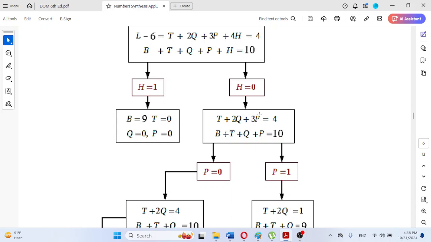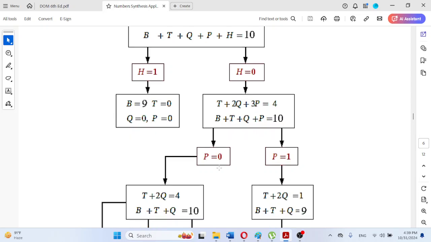So we will again start from its lowest count, which is 0 or 1, because a pentagonal link cannot adopt a value greater than 1. For example, if P is equal to 2, then 3 multiplied by 2 will be 6. On the right hand side there is 4, so 4 minus 6 will be equal to minus 2. So T plus 2Q will be equal to minus 2, which is impossible because none of T or Q can adopt a negative value. So P can only adopt 0 or 1.